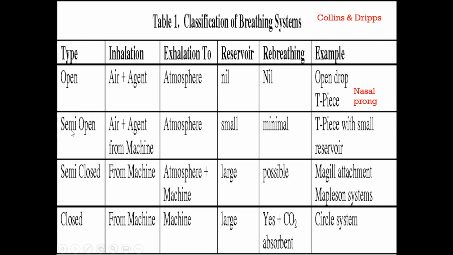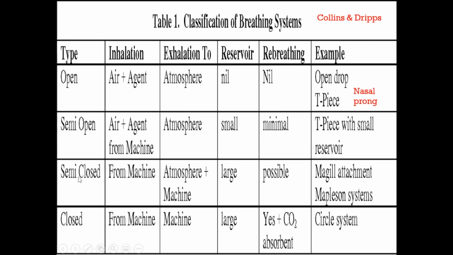Semi-open is partially closed. So it means there is a small reservoir and small rebreathing, like a T-piece with a small reservoir, or your high flow mask. So all these have a small reservoir. Air plus agent from the machine, and you exhale to atmosphere. There is a small reservoir, the high flow mask. There is small rebreathing. You rebreathe from your high flow mask if the high flow mask doesn't have an exhalation valve. If there is an exhalation valve, it doesn't rebreathe.